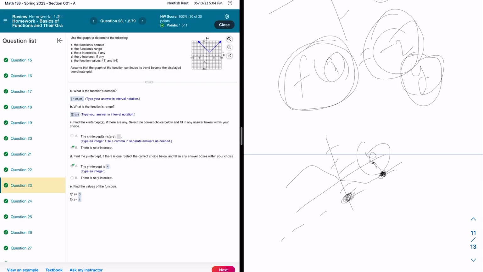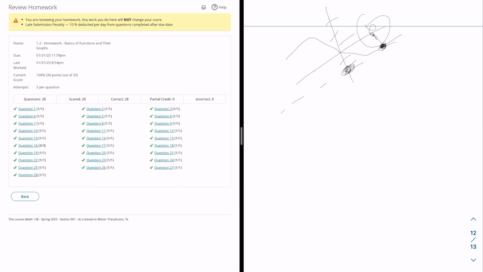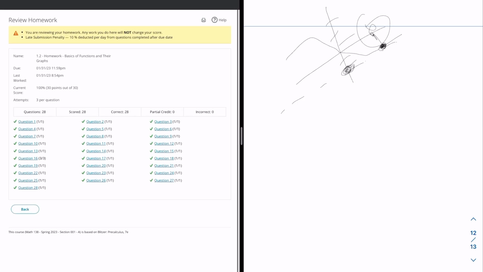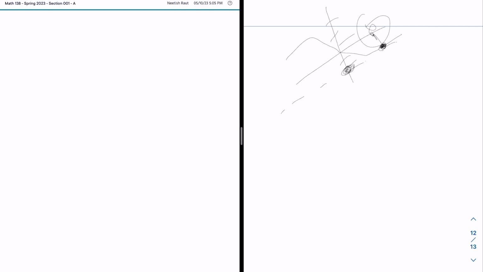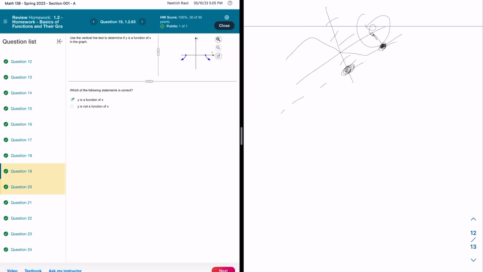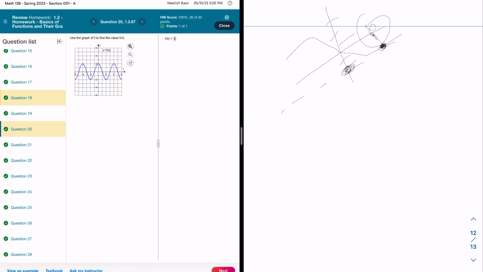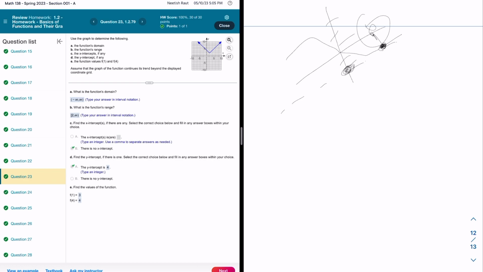Okay, look at the graph and determine these 5 questions. The function domain. We need to find the interval of the domain and the interval of the range. Oops, what did I do? Oh, which question are we on? I think 19. No, 20. No, 23. Yes, we were at 23.